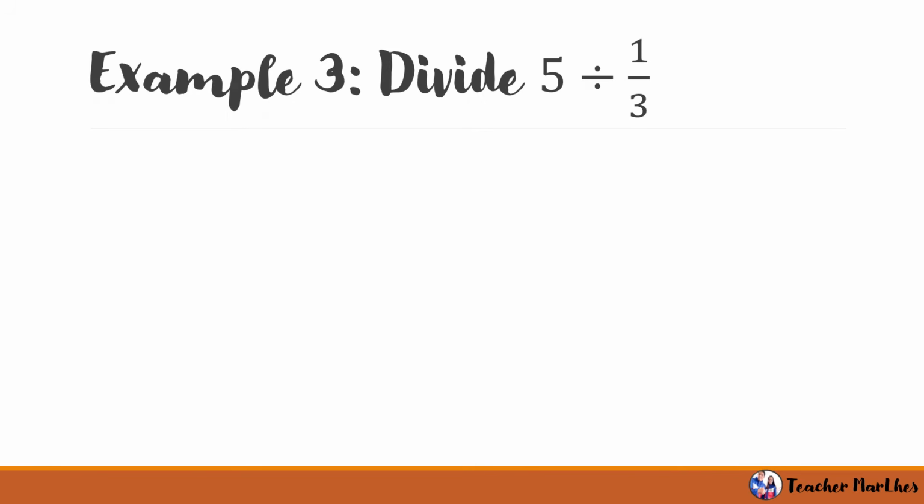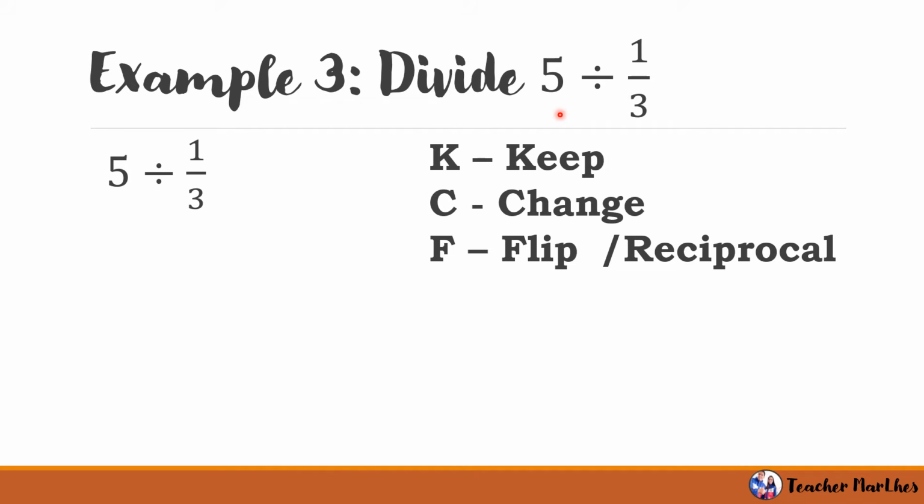Third example, divide 5 and 1/3. So, ang 5 ay whole number. So, automatic kapag whole number yung dinidivide natin, ang denominator nito ay 1. So, following the rule, we have keep, change, and then flip. So, first is to keep the dividend. So, we have 5 over 1. Then, change the operation to multiplication. Then, flip the divisor. So, yung 1/3 magiging siyang 3 over 1.